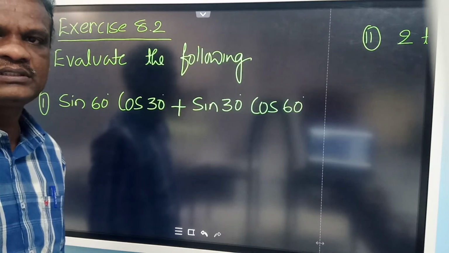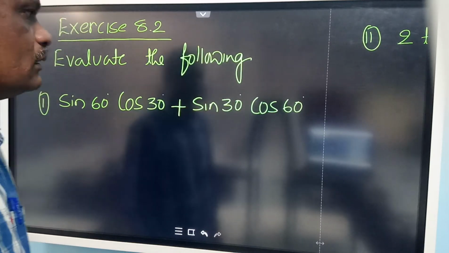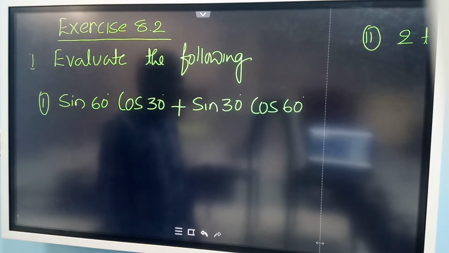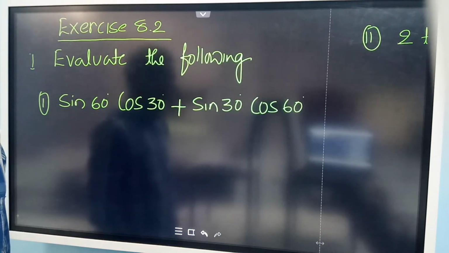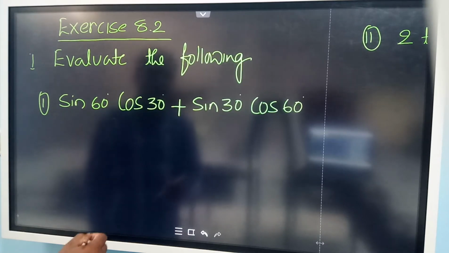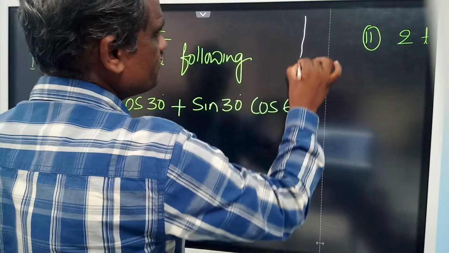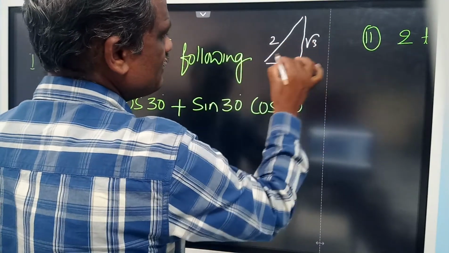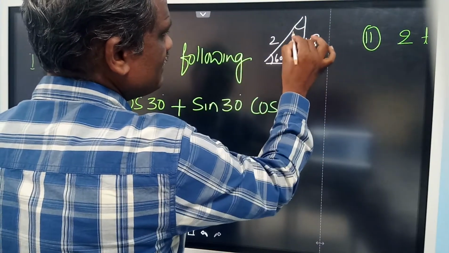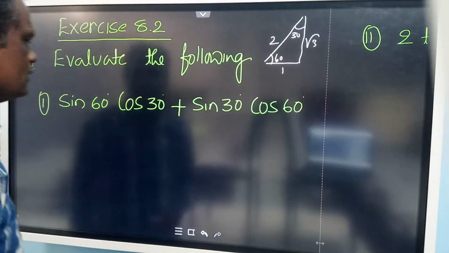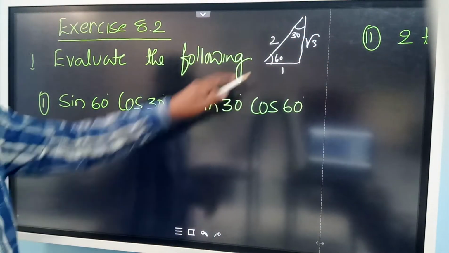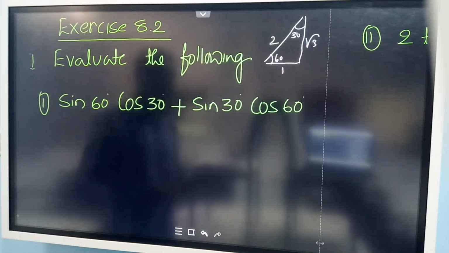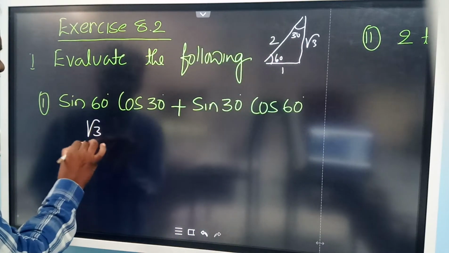So now look at this question 8.2. Exercise 8. Evaluate the following: sin 60 degree, cos 30 degree. So you should remember this diagram. 1, 2, root 3, 60 degree, and this is 30 degree. Sin 60 with reference to this acute angle 60: opposite side by hypotenuse, root 3 by 2. You write here root 3 by 2.